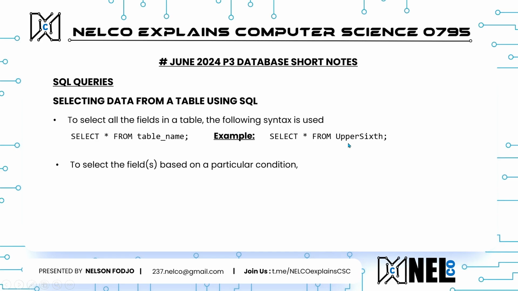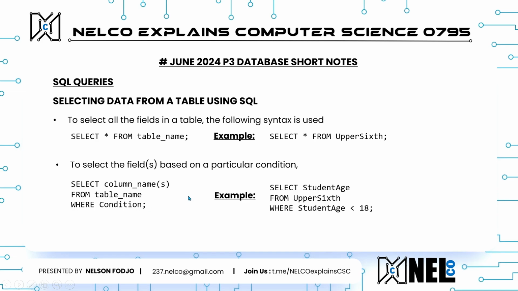So to select the field based on a particular condition, use this format: select column name from table name where condition. For example, select student age from opposite where student age is less than 18. This query is going to display all the students who are less than 18 years old from the table opposite.